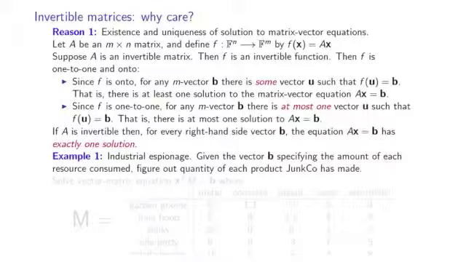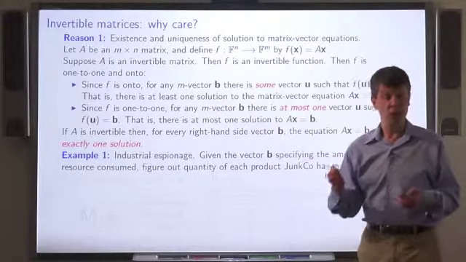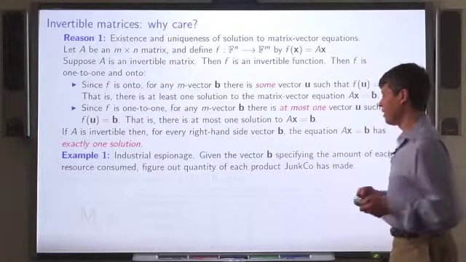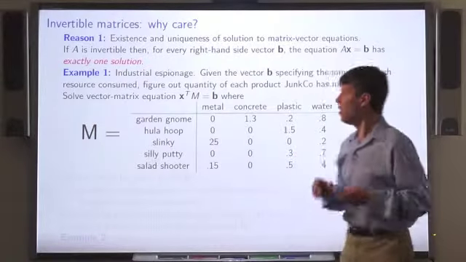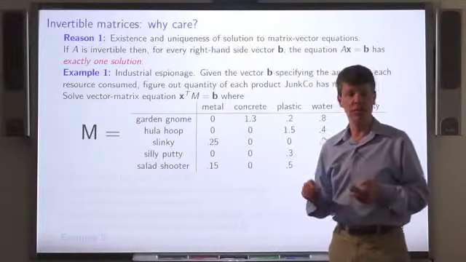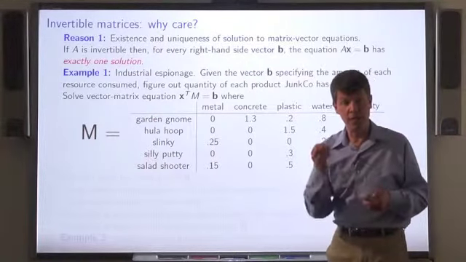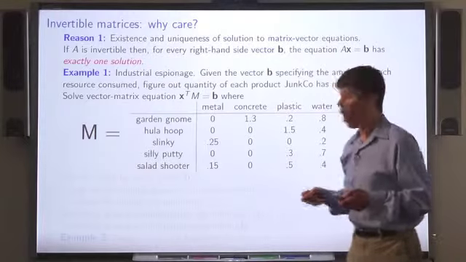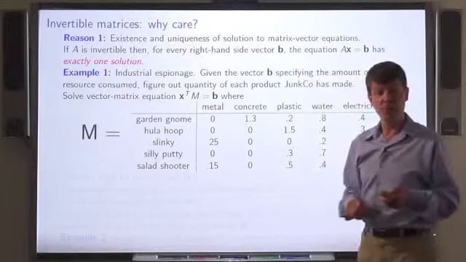Here's an example, the industrial espionage problem. Given the vector b, specifying the amount of each resource consumed, our goal was to figure out how much of each product the factory was producing. So we set this up as a matrix vector equation. If we solve the matrix vector equation for some right-hand side b, giving the amount of resources consumed, are we guaranteed to get the true number of products produced by the factory?